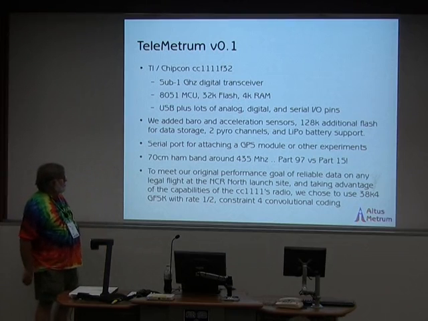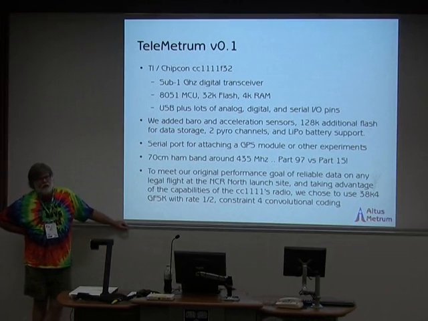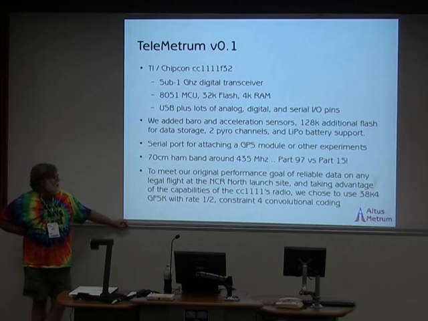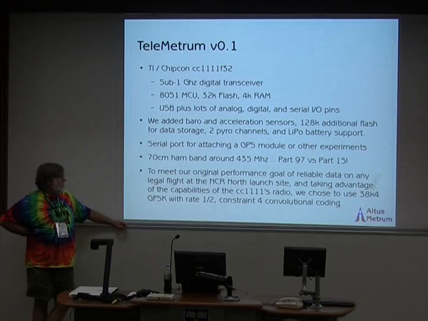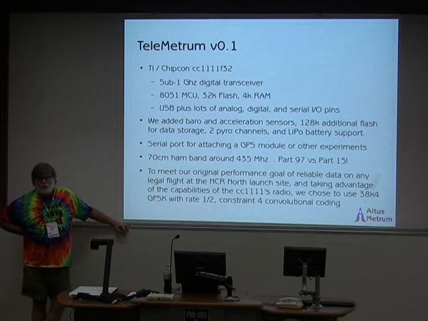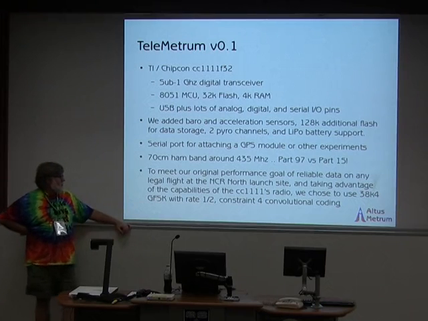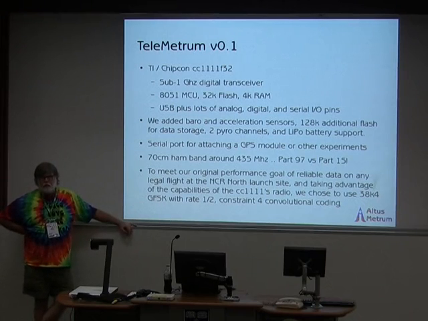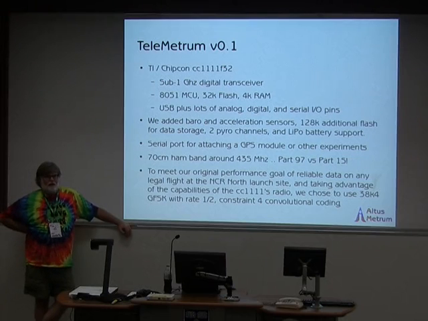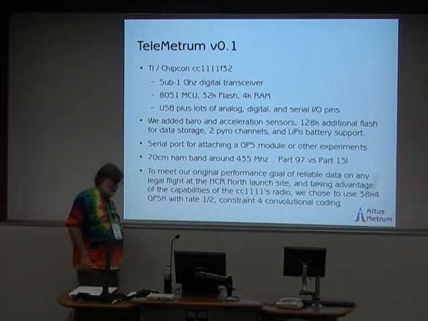And then to meet our original performance goal of reliable data on any flight at Northern Colorado Rocketry's North Site, which has a standing altitude waiver to 20,000 feet above ground with windows available to 35,000, and taking advantage of a bunch of the capabilities that were in the CC1111's digital radio, we ended up choosing to use 38K4 Gaussian frequency shift keying with a forward error correction on it. That's a rate 1/2 constraint 4 convolutional code. If you don't understand what that means, hang around, because Keith is going to explain a whole lot more about it in excruciating detail than you really want to know.